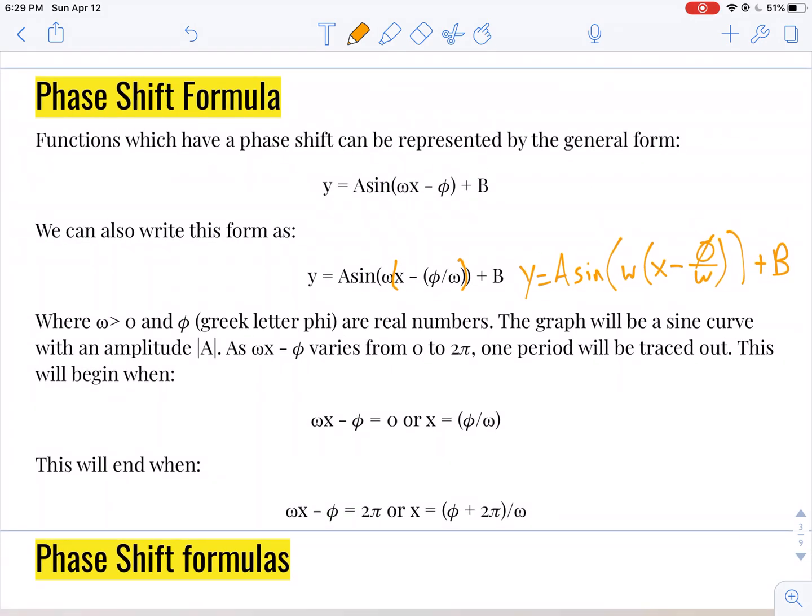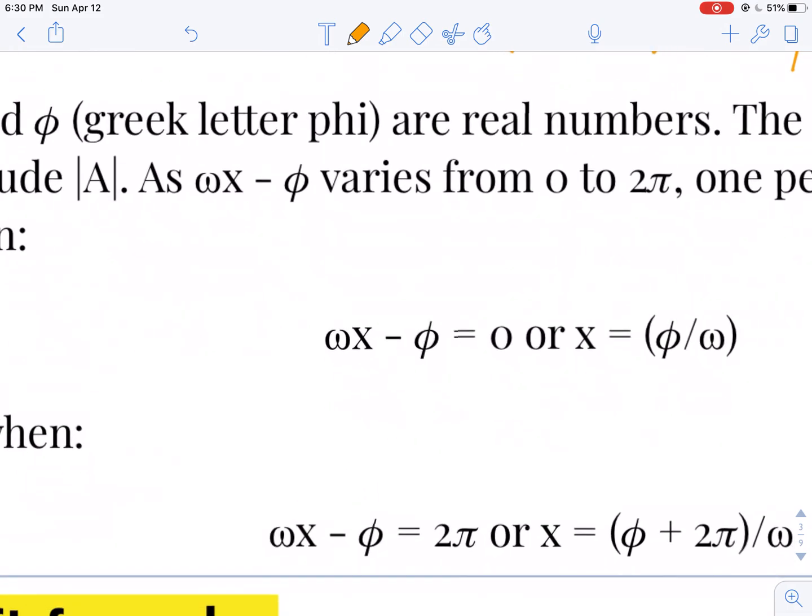Now, omega has to be greater than 0. Our phi is going to be the Greek letter phi, and these are real numbers. The graph will be a sine curve with an amplitude of the absolute value of A. As omega x minus phi varies from 0 to 2 pi, one period will be traced out. So this is a formula to figure out where my period starts and ends. Your period starts at omega x minus phi equal to 0.